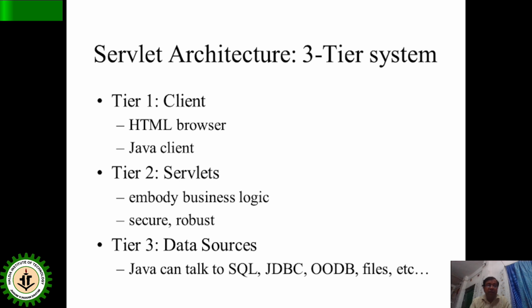Now, if you work with dynamic programming, first we have to learn the Servlet. Here, in the web, we are working with the Servlet architecture, which works in a three-tier architecture system. Tier 1 is the client, which works with the HTML browser and the Java client. Tier 2 is the Servlets, which work with embodied business logic, secure and robust. Tier 3 is the data source, that is SQL, JDBC, ODBC, files, etc. So this is the entire web tier architecture regarding our dynamic web programming.